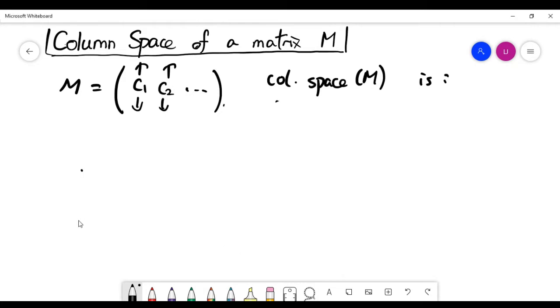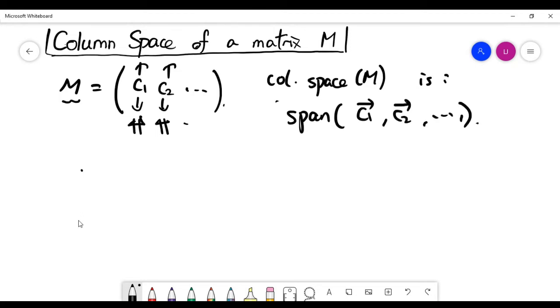For any given matrix, now you have to view the matrix in terms of the array of numbers. They are listed in terms of columns. You see, like column 1, column 2, etc. And then the column space of M is basically just the span of all the column vectors. You see? Let's look at an example now.